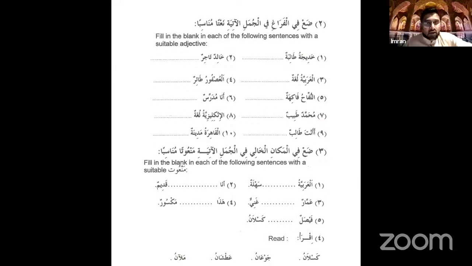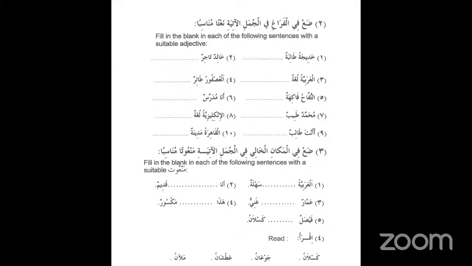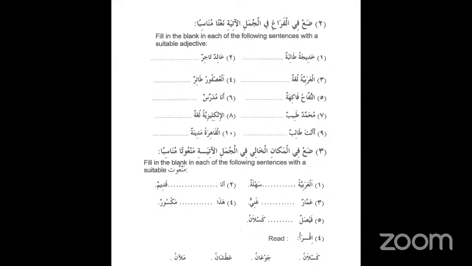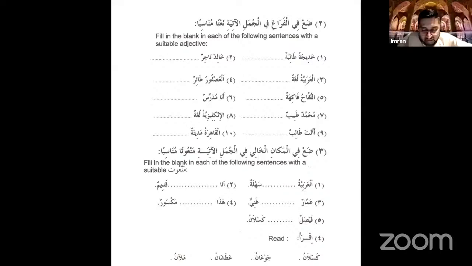Hard-working, the masculine word is mujtahidun. We need to add the ta marbuta at the end of mujtahidun. Mujtahida. Mujtahidatun. Correct. Khadijatu talibatun mujtahidatun.